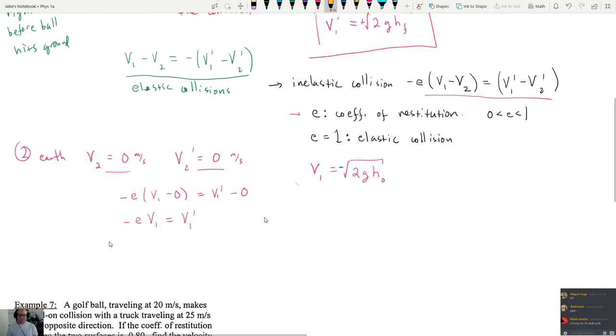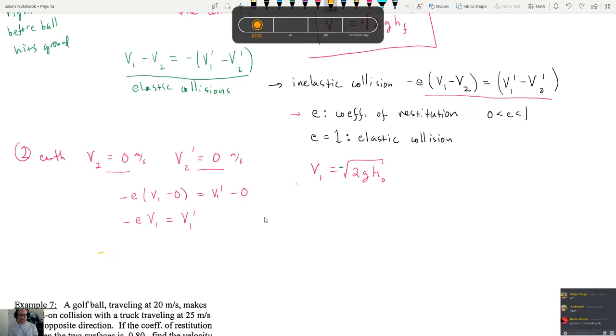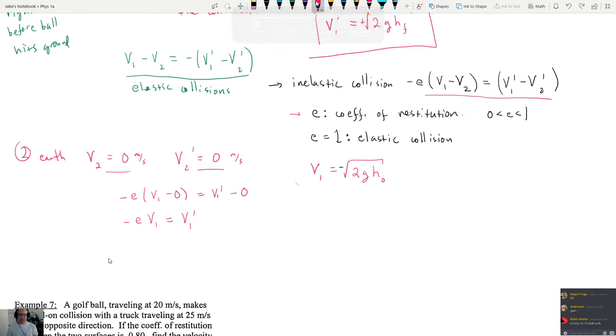So what we have is negative e times v1, which is negative square root of 2 times g times h0, is equal to v1 prime, which is positive square root of 2 times g times h final. The negatives cancel, the square roots all cancel, and we get a relationship for what e is equal to. We get that e is equal to the square root of h final divided by h initial.